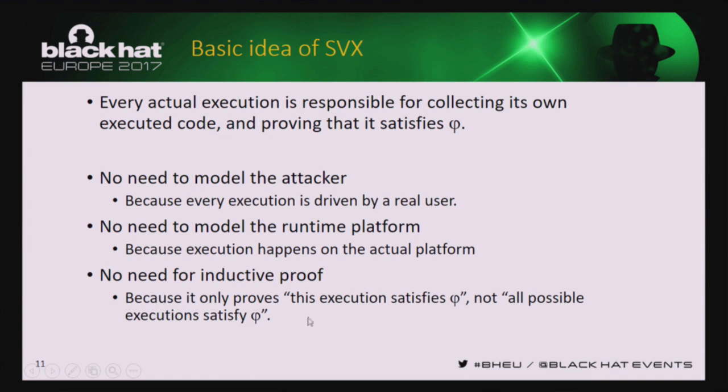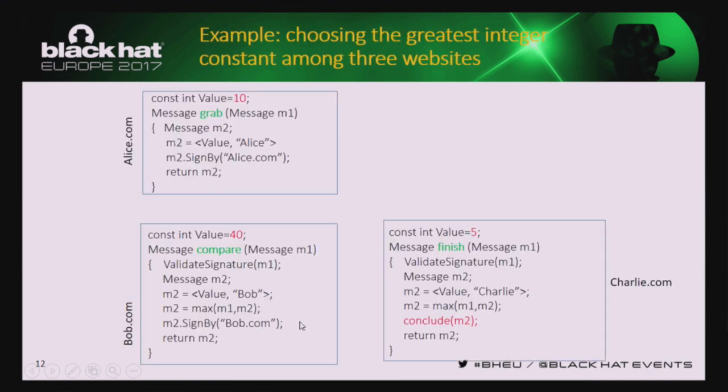Now, I know that this sounds very abstract to you. Let me give you a simple toy example. Imagine that we are building this system, which consists of Alice.com, Bob.com, and Charlie.com. Each has an integer: 10, 40, and 5. And each has a public method. Method grab is to simply return Alice's value. Method compare is to compare Bob's value with the value in the incoming message, and then return the greater one.